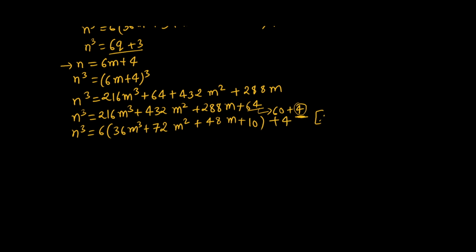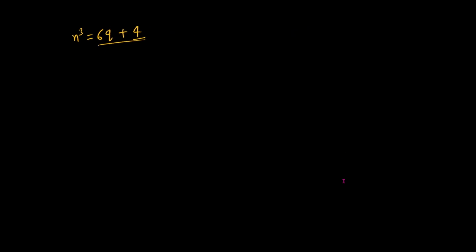So we will write from here q. q is equal to 36 m cube plus 72 m square plus 48 m plus 10. So n cube is equal to 6q plus 4. It is in the form of 6q plus r, where r is 4. So we will take 6m plus 5. n is equal to 6m plus 5. So we will take cubing both sides. So (6m plus 5) whole cube.